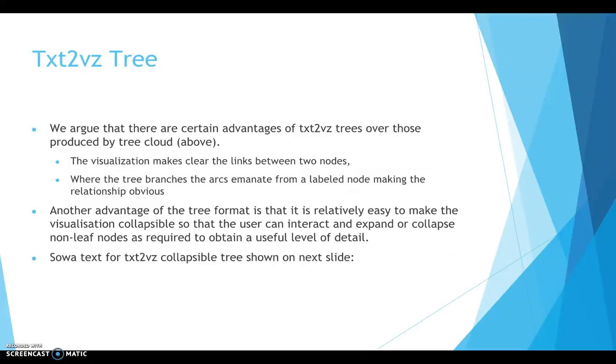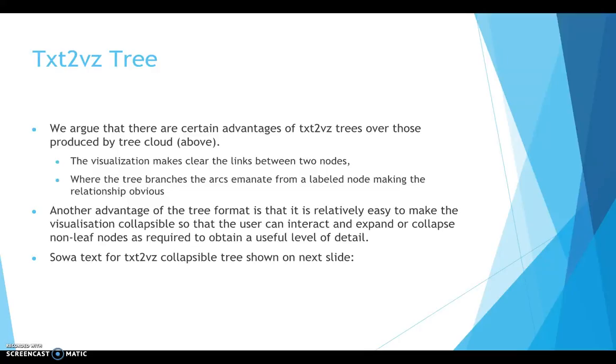The tree hopefully has a number of advantages over the network, in that the links become clearer. Where there are branches from the label node, it should make the relationship obvious. It also means that we can now reasonably easily make the tree collapsible. So if the user wants a particular level of detail, they don't need to see the whole tree. It can be collapsed and expanded as they need to.